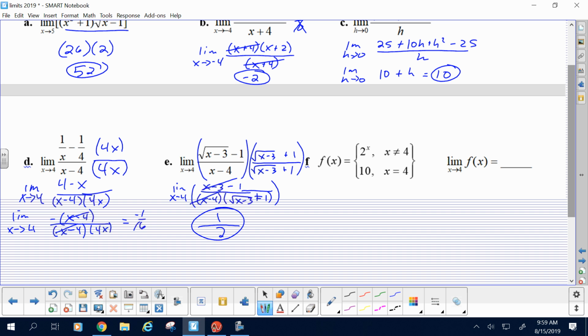Both. Okay. And when we approach from the left, what function do we use? Which, 2 to the x or 10? 2 to the x, the exponential function 2 to the x. When we approach from the right, what do we use? So you're saying we use 2 to the x both times? When do we use 10?